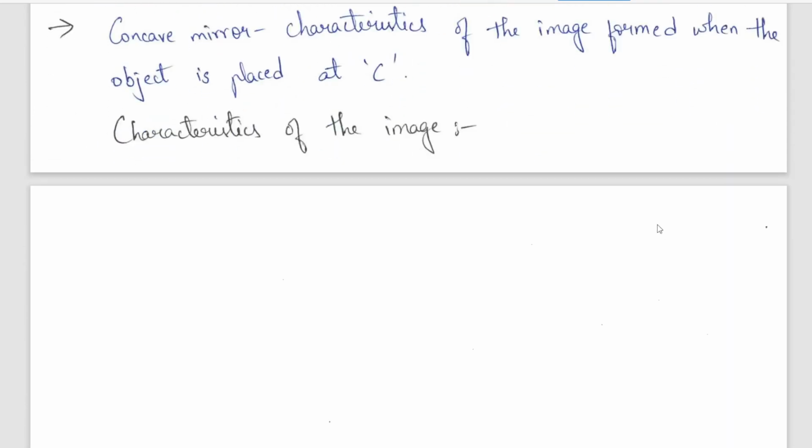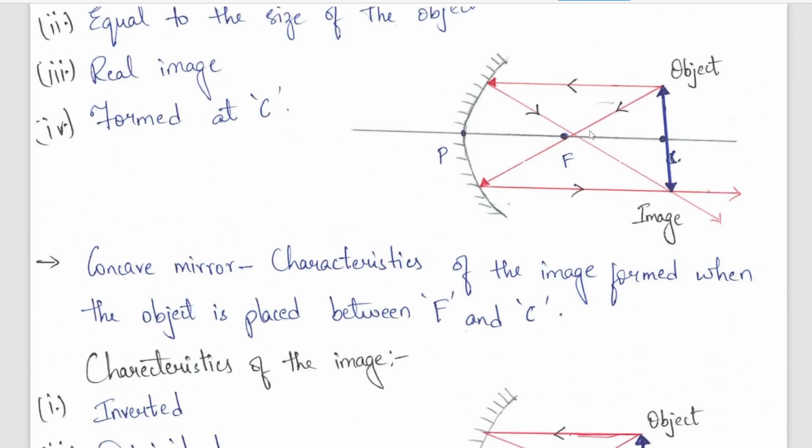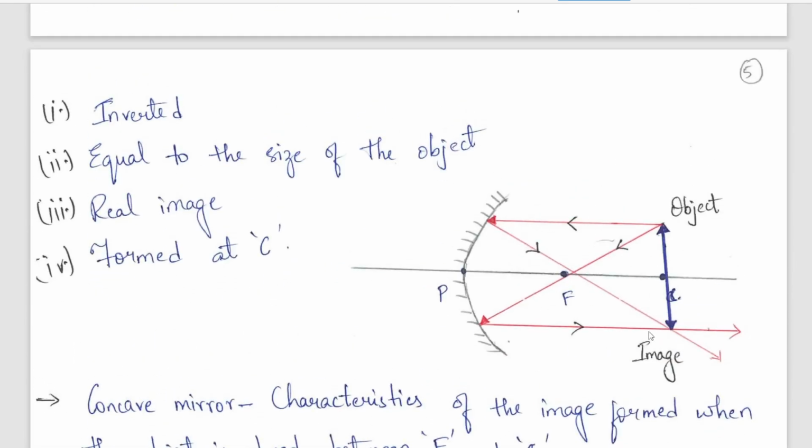Next we will see what the characteristics of the image formed will be when the object is placed at the center of curvature. This is the ray diagram for that. We are placing the object at the center of curvature. As you can see here, this is the object we are placing at the center of curvature.